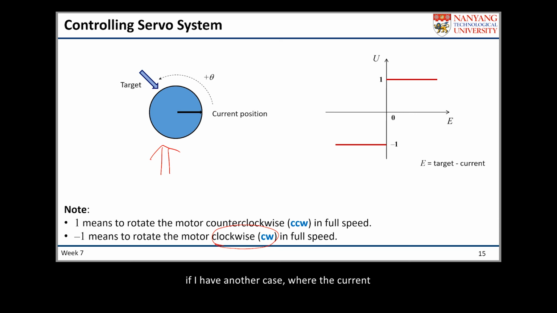Or if I have another case where the current position is in this direction, saying that the target is in the clockwise direction relative to the current position, the E value will be negative. The controller will ask the motor to rotate in a clockwise direction at full speed, and then it should stop. That is my logic. It should stop when the current position is exactly equal to the target, where that means E is 0.